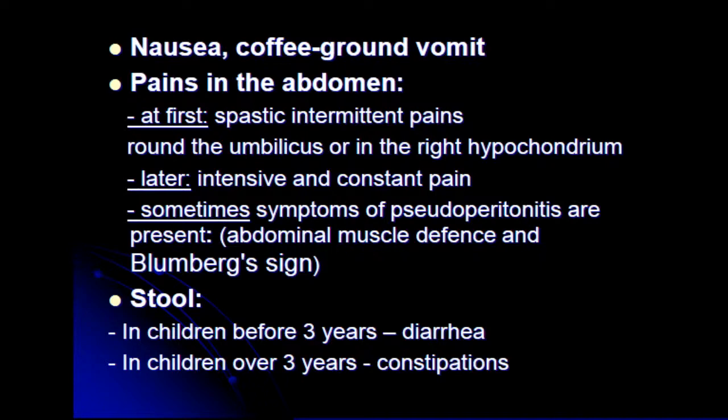Nausea, coffee ground vomit, pains in the abdomen, at first spastic intermittent pains round the umbilicus or in the right hypochondrium, later intensive and constant pain. Sometimes symptoms of pseudoperitonitis are present, abdominal muscle defense, and Blumberg signs. Stool in children before 3 years is usually diarrhea. In children over 3 years, constipation.